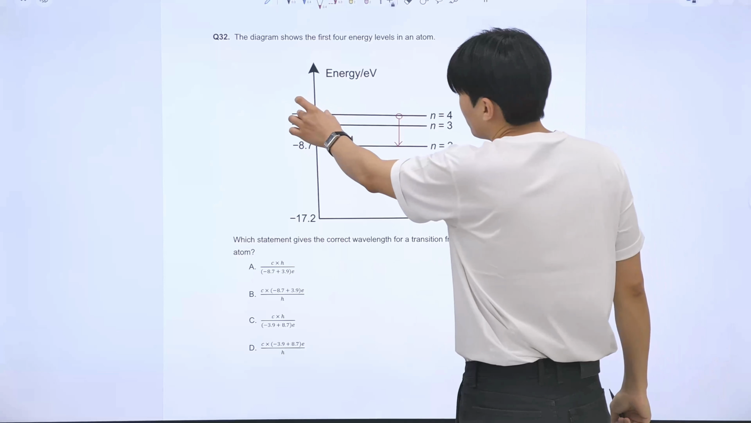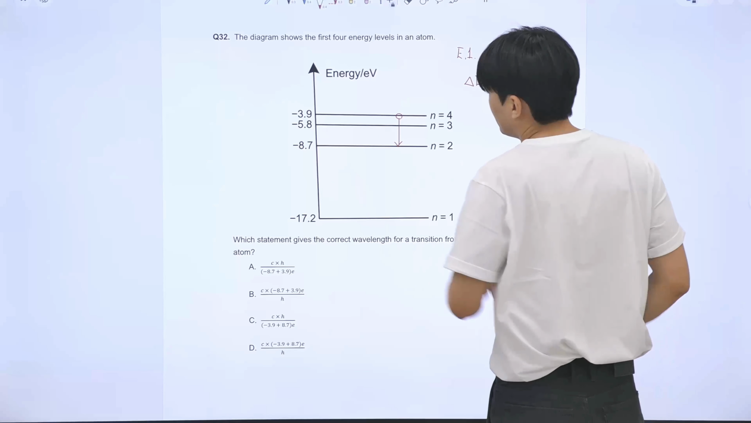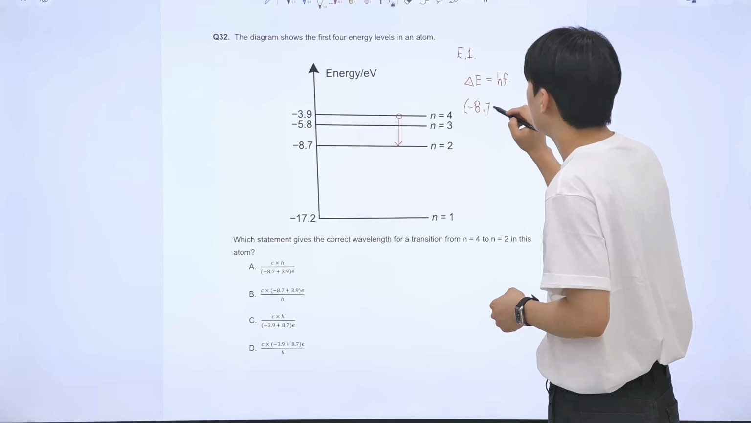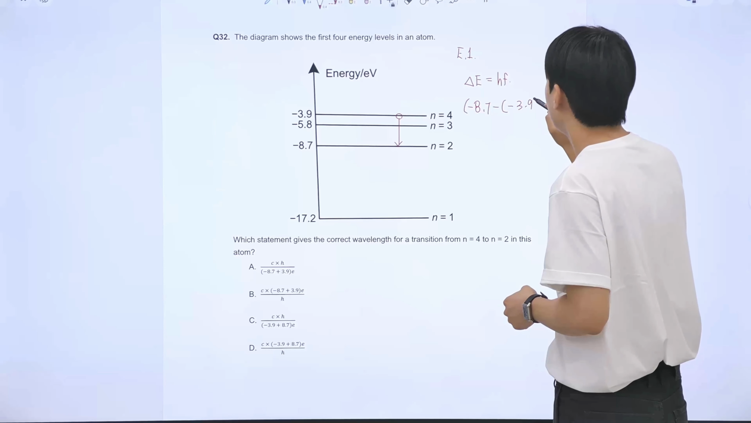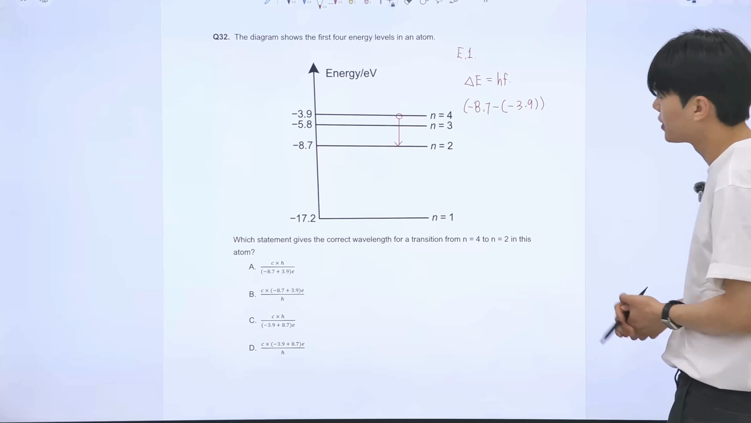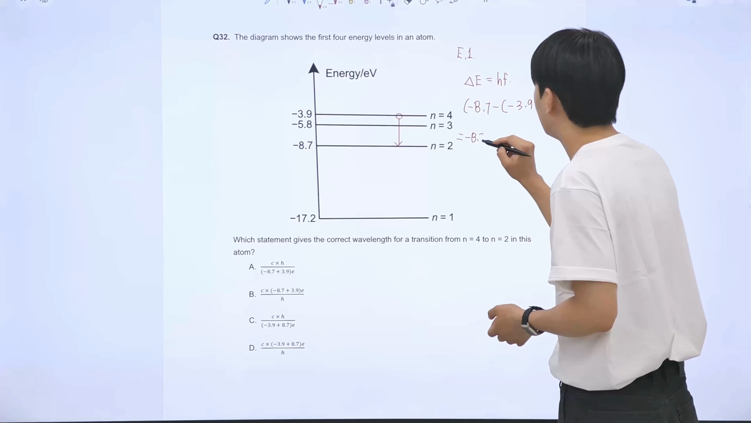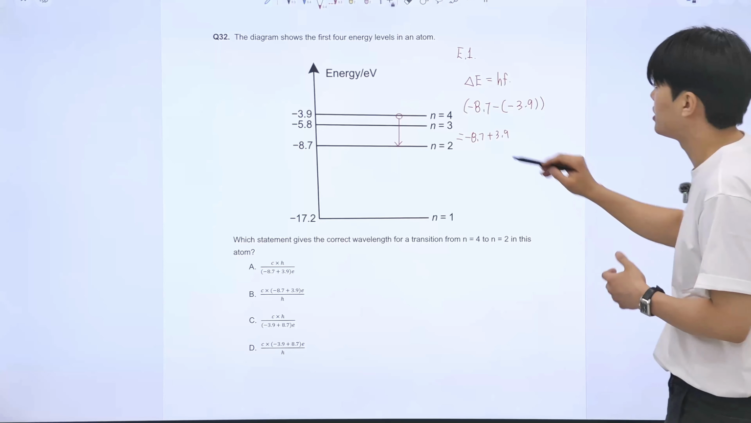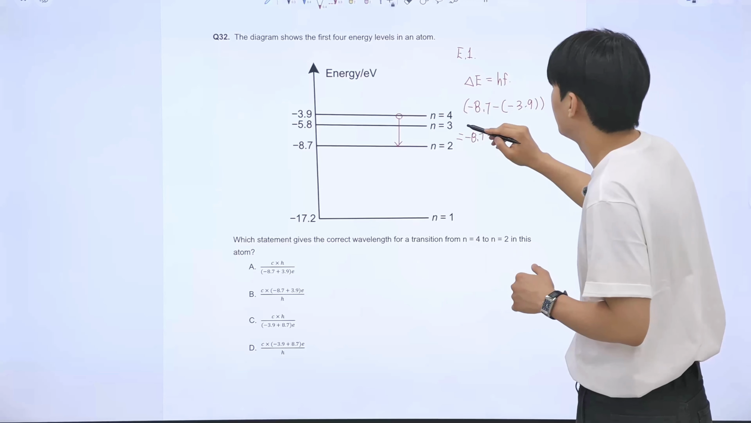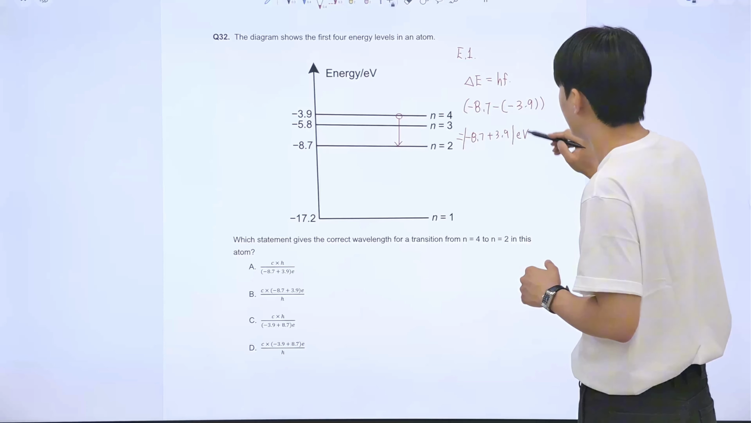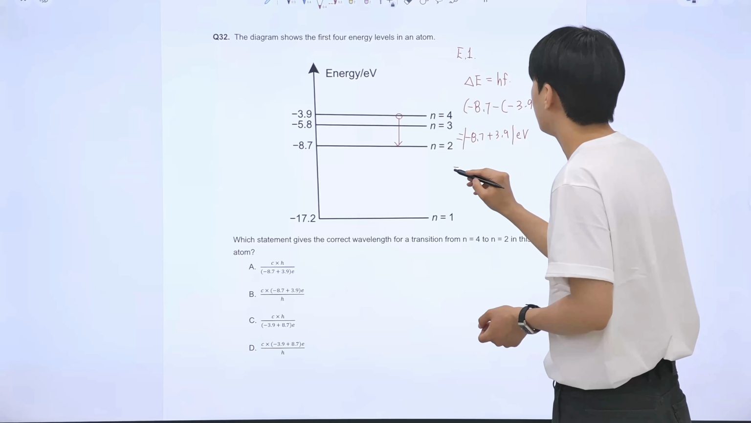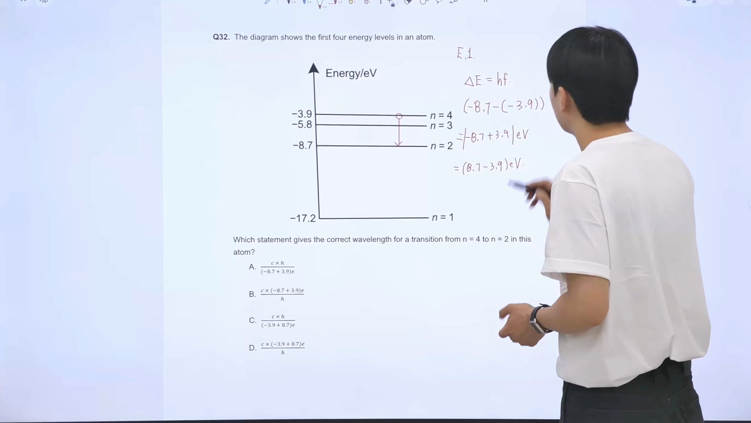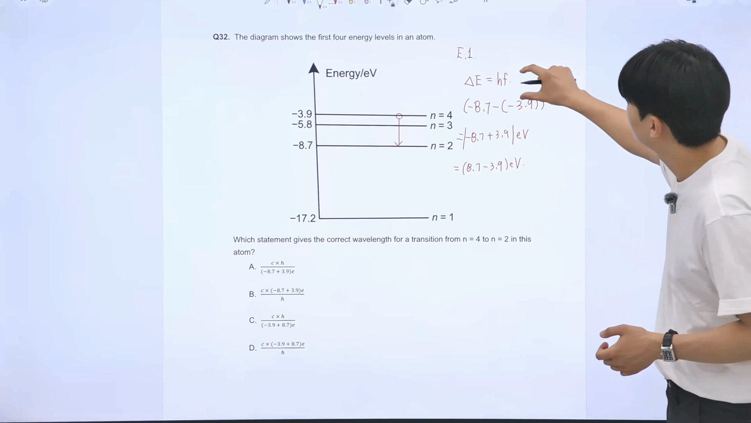It's from minus 3.9 to minus 8.7. So we have from this minus 3.9. That's the change in energy, right? So it gives us negative 8.7 plus 3.9 as the change in energy. Actually, because that should be positive, it should be the modulus sign, the absolute value for that. That gives us 8.7 minus 3.9 eV. That's the change in energy.